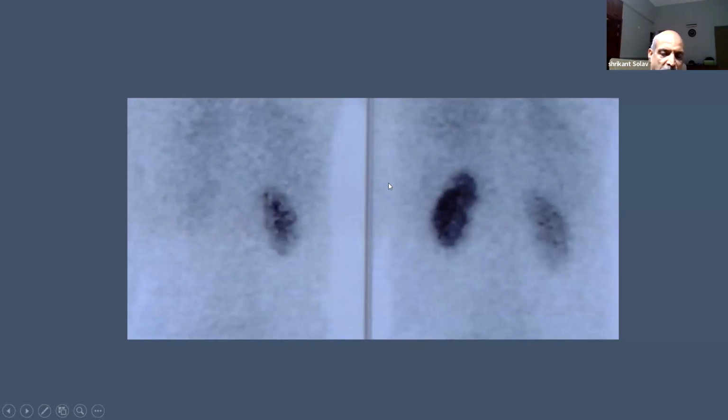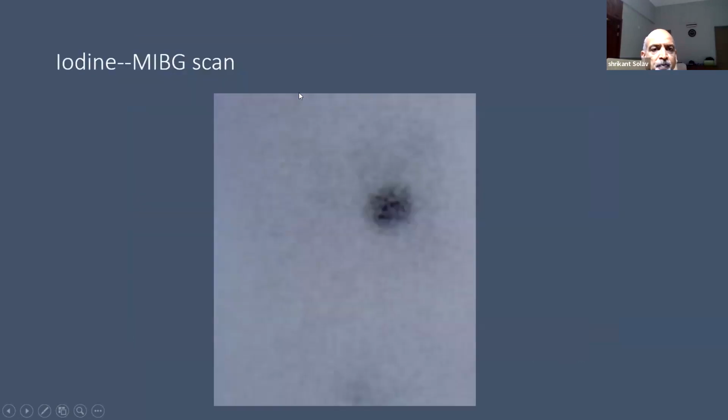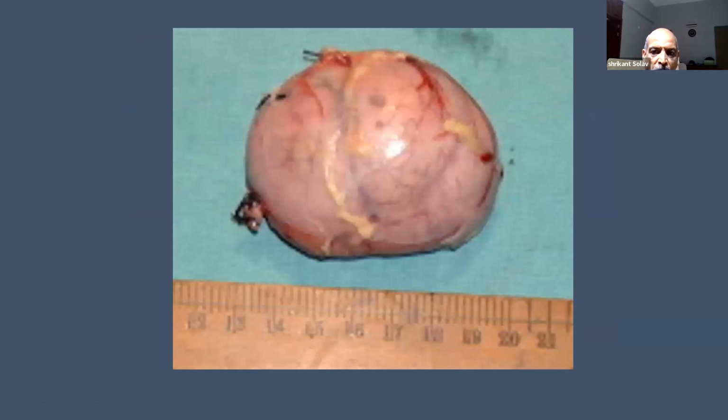For this to be seen, you must have a compensated renovascular abnormality, which means the kidney function should be fairly well preserved. Decompensated renovascular hypertension may not show such good difference in uptake. And that's the renal artery stenosis diagnosed and treated. Iodine-labeled MIBG, you all know, is a highly specific test for pheochromocytoma. That's the tumor which is operated upon.